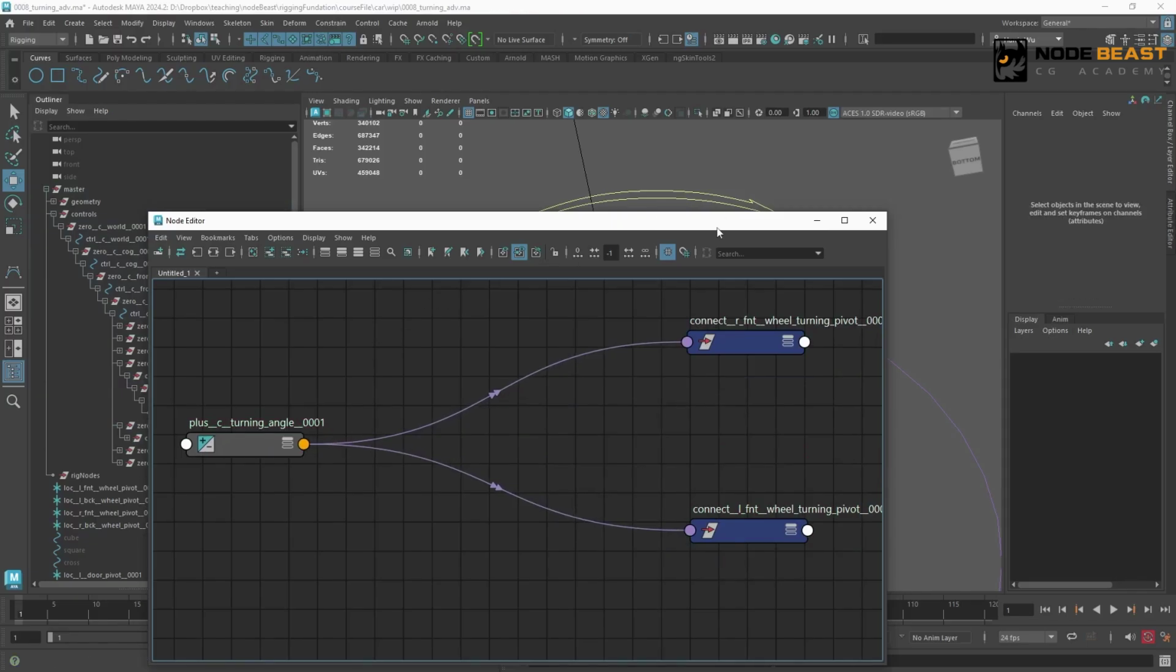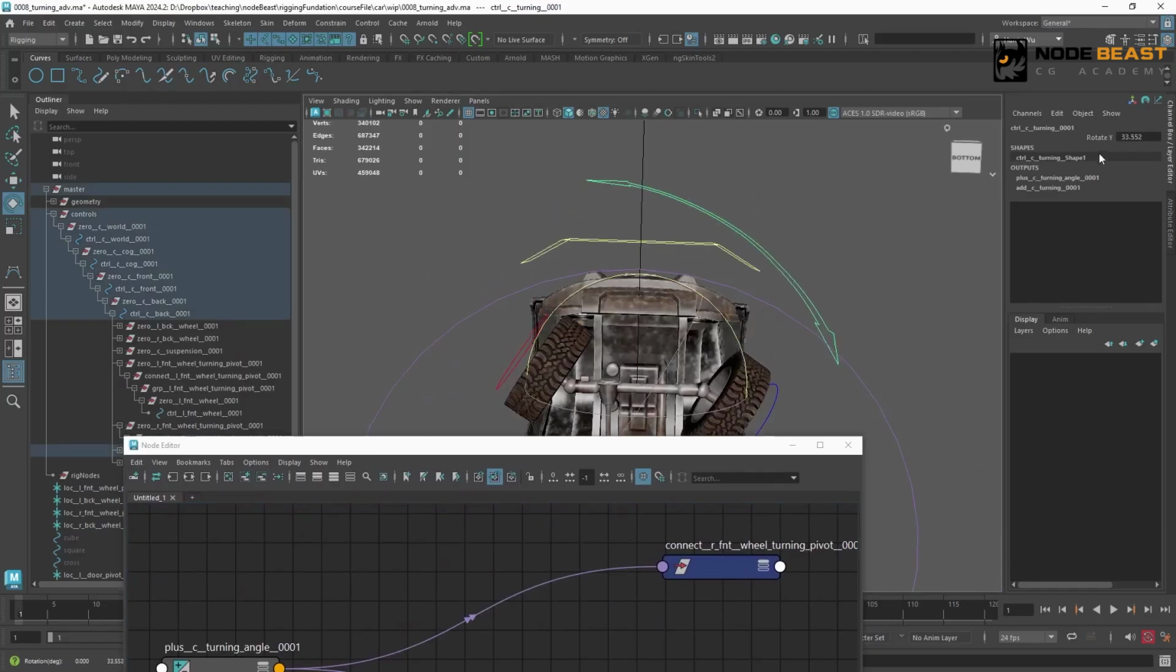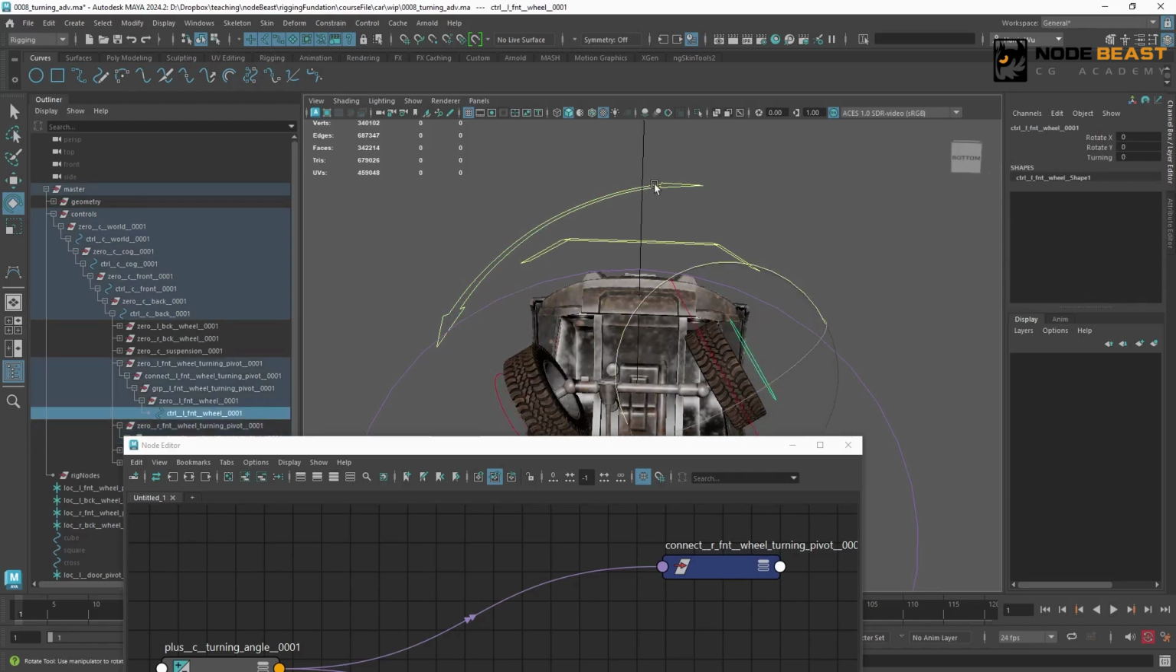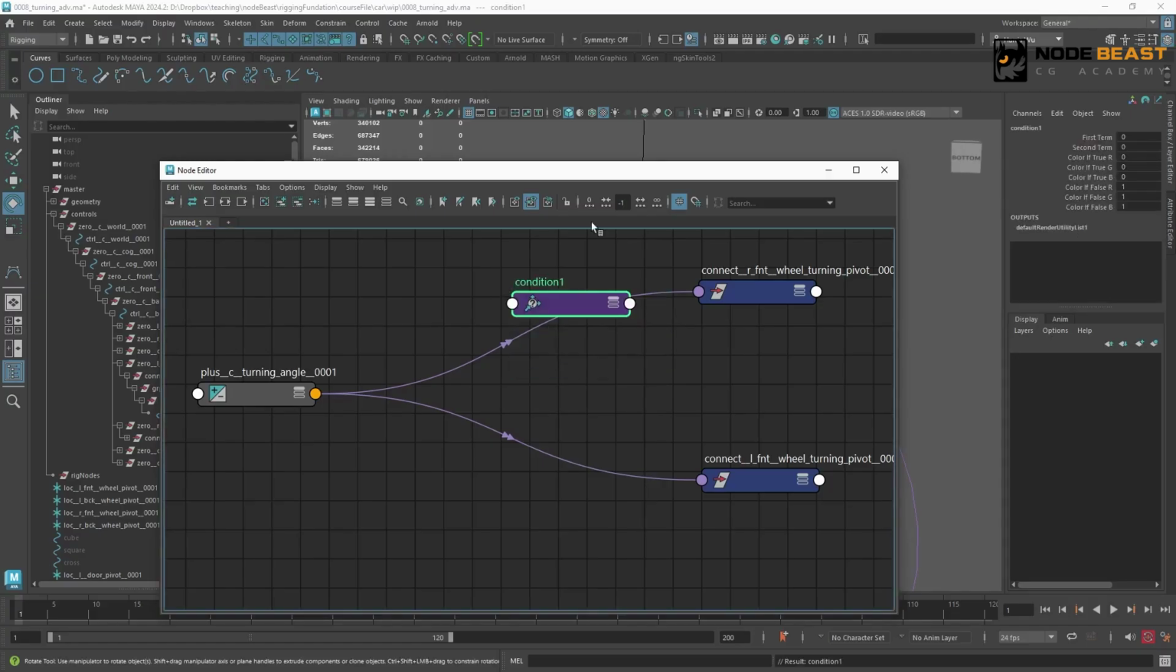We need to discuss two situations here. One situation is rotating to the left. Rotate Y is a positive value. At this time, the left wheel's rotation angle will be larger. The right wheel's rotation angle will be smaller. The other way is to the right. This is a negative value. Then it will be the opposite. The right side's angle will be larger. The left side's angle will be smaller. Let's zero it out. Since we're talking about discussing different situations, there's one node very suited for this. It's the condition node. Let's create a condition node.